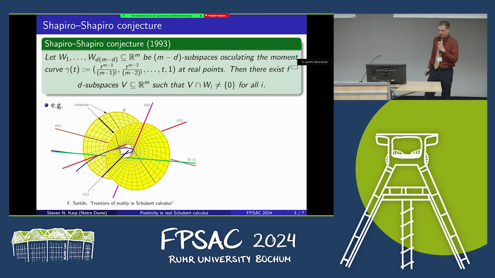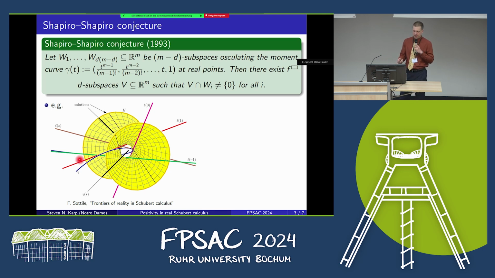Okay, so let's look at a picture. This is from a paper by Frank Sottile. And this is the same case as in the previous slide, d equals 2 and m equals 4. And again, we've projectivized, so we're looking at three-dimensional projective space. And this moment curve gamma here is in blue. It's what's called a twisted cubic. And here, the osculating subspaces are literally tangent lines.